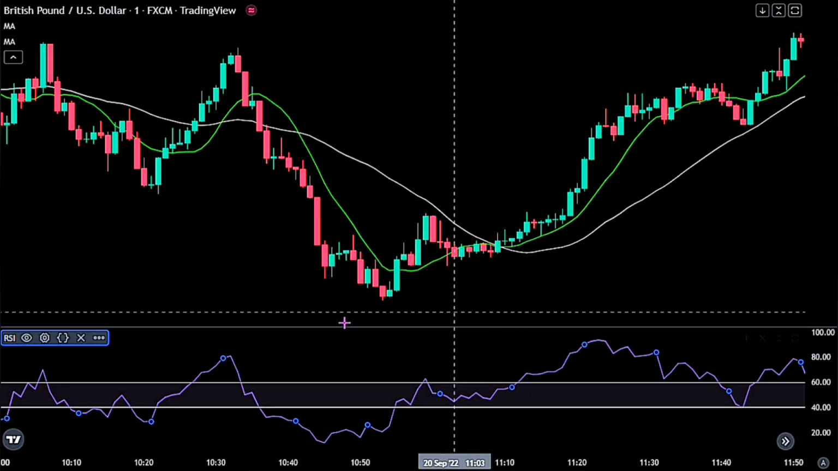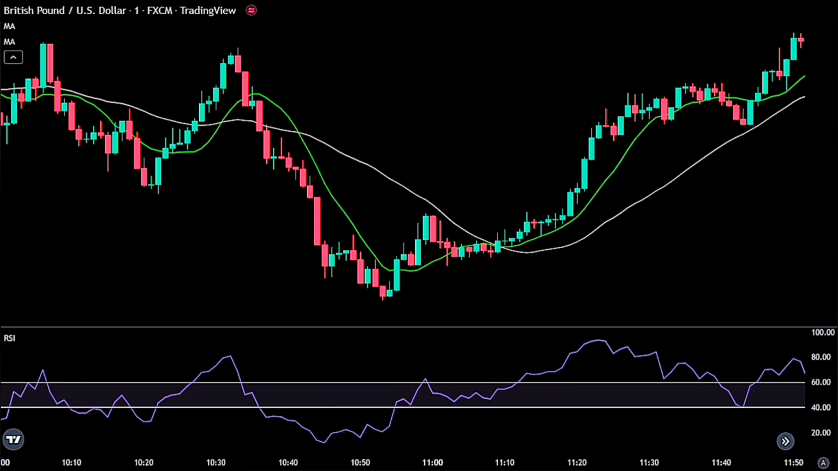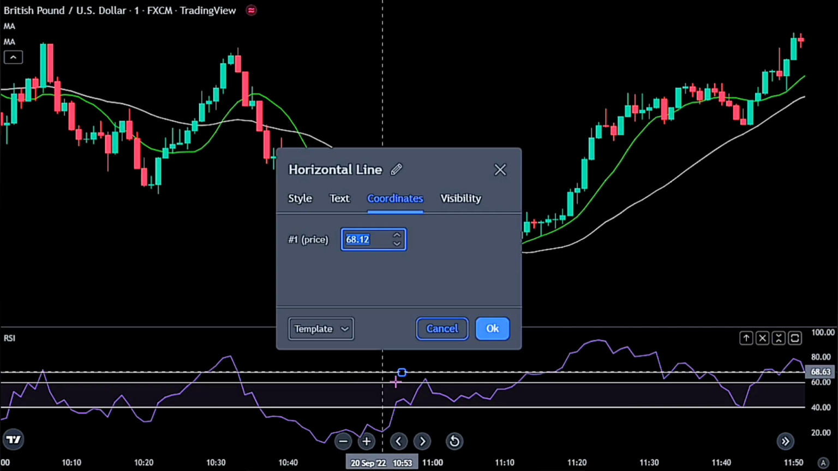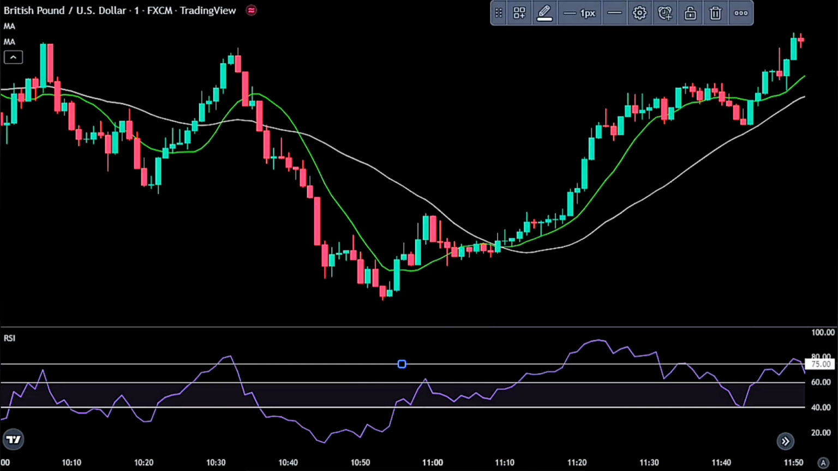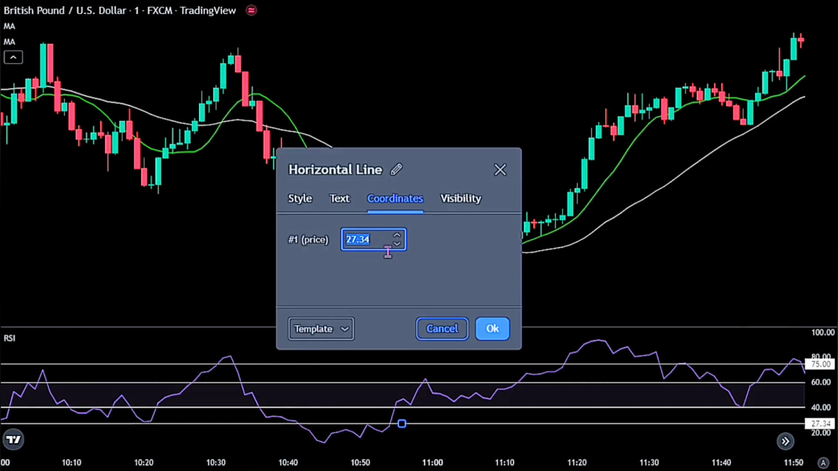Let's make the final adjustment on the RSI, as we would be adding 2 straight lines to the chart. So go ahead and add your first line to the chart. Double-click on it and change the coordinates to 75. Also add another line to the RSI. Double-click on it and set the coordinates to 25.